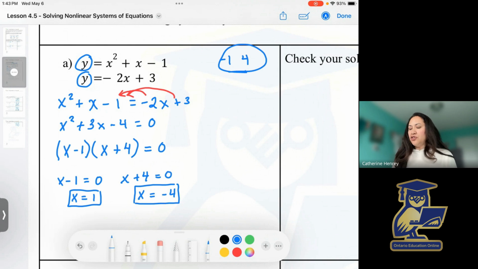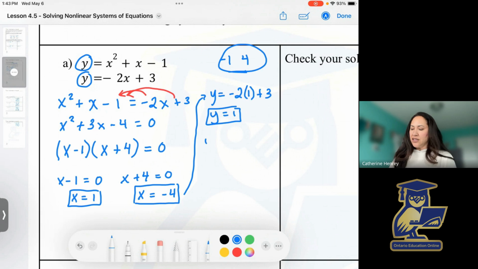So we have two x solutions, two possibilities for x, but we still need to find y. So let's go back and we can plug both of these in. And I'm going to use the linear function just because it's a little easier. We don't have to deal with that squared. So y is equal to -2 times 1 plus 3. So for the first x value, my y is going to also come out to 1.